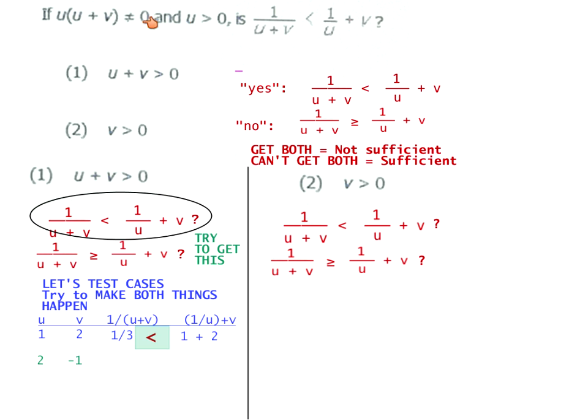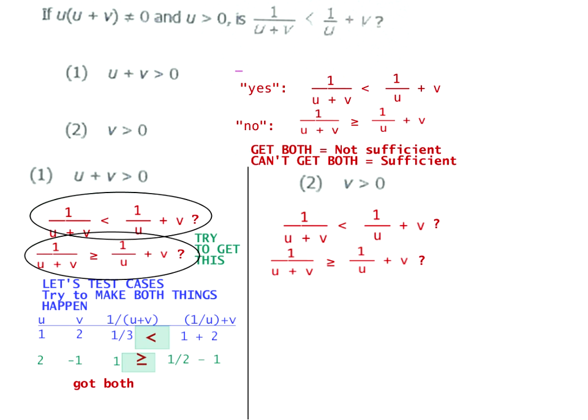Okay, so now 2 plus -1 is 1, which is greater than 0, and also 2 is greater than 0, and this is also true. So 1 over u plus v is 1 over 2 minus 1, so that's 1. And then 1 over u is 1/2, plus 1 over v is -1. So 1 is greater than that. Solid proof right there, because this is greater than or equal to that. Got both. We're done.